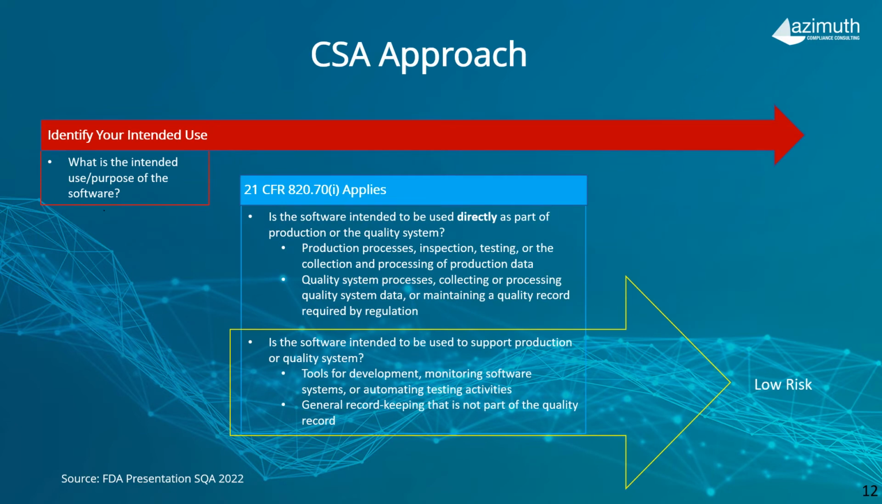First thing you must do in your CSA process is identify the intended use of the system. The FDA considers intended use to be the software that is used as part of the product or production of the quality system. Focus on features, functions, and operations used. Infrastructure and general business processes are not in scope of 820.70(i). Any other system or software is considered low risk and does not need to be validated. These include the software used to write automated test scripts as an example.